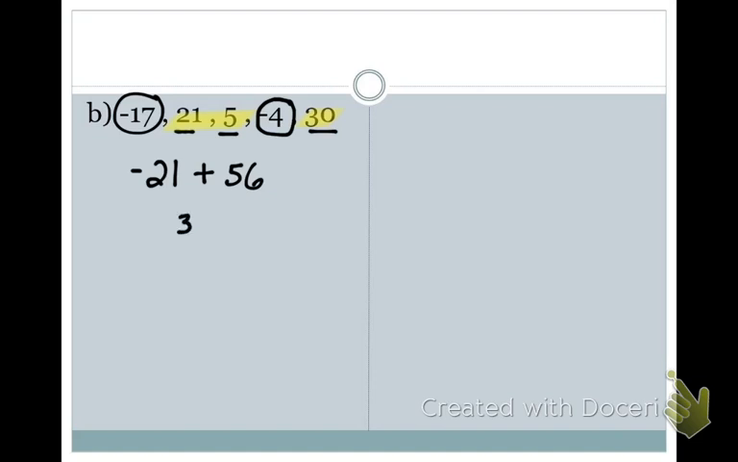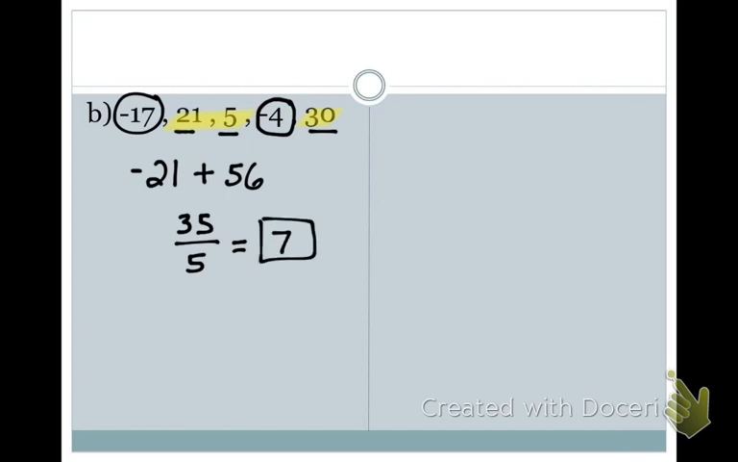So what's 56 minus 21? 35. Is that positive or negative? Positive, because you take the sign of the larger number and that 56 was larger than that 21. Am I finished? No, I'm finding the mean. So I have to divide by the number of numbers in my data set, which is how many? 5. What is 35 divided by 5? 7 is correct. All right?